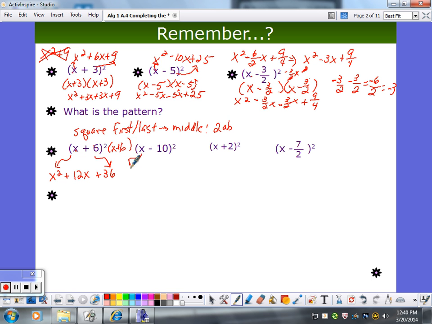Let's try this one. Square the first, square the last, always plus. What's going to be my middle term?